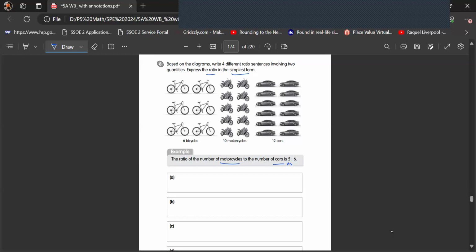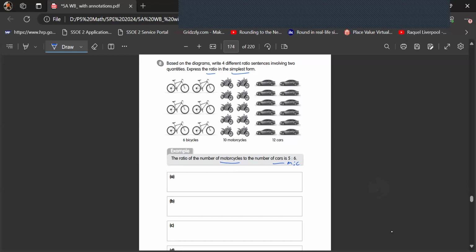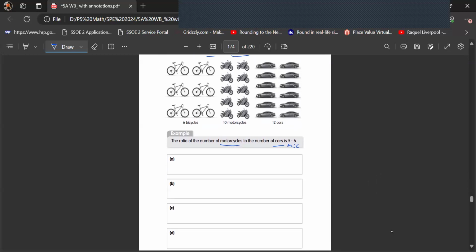So, you have motorcycles to cars. So there's A, B, C, D. You can choose. I don't need you to write the ratio of the number of blah, blah, blah. I want you to be able to say, for example, bicycles to motorcycles, 6 is to 10, and you can write bicycles to motorcycles in simplest form. What is the simplest form?